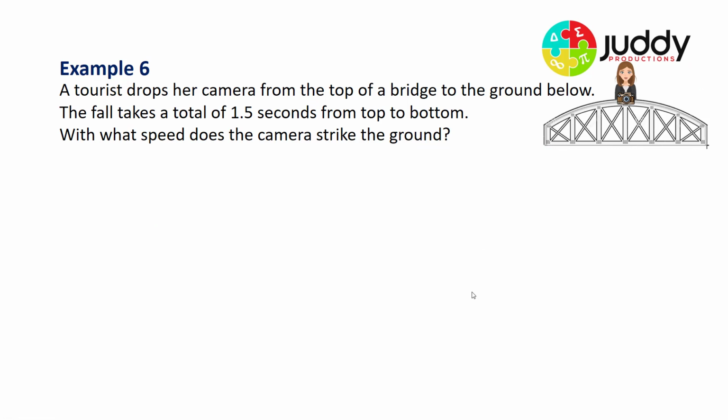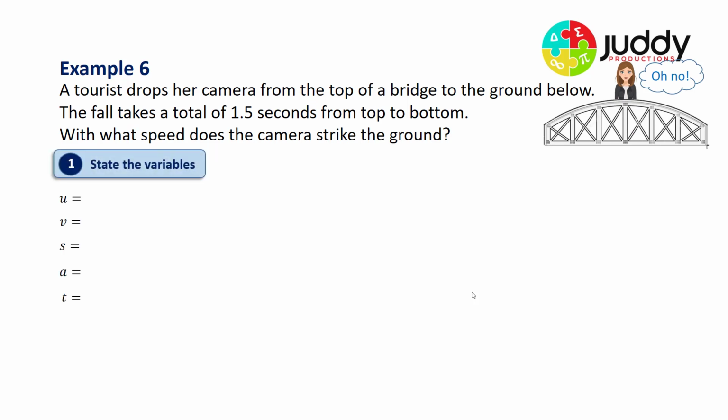Example number 6, the same scenario again. A tourist drops a camera from the top of a bridge to the ground below. The fall takes a total of 1.5 seconds from top to bottom. With what speed does the camera strike the ground? Here's our visual again. So let's state our variables. Step 1. Our initial velocity is 0 meters per second. Our final velocity is what we're trying to calculate.